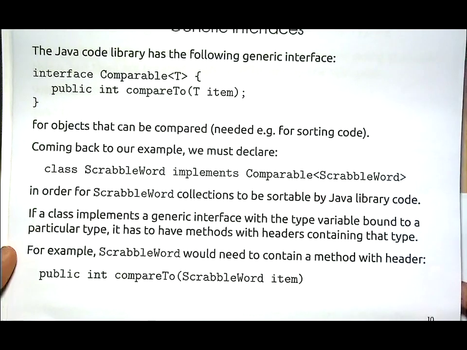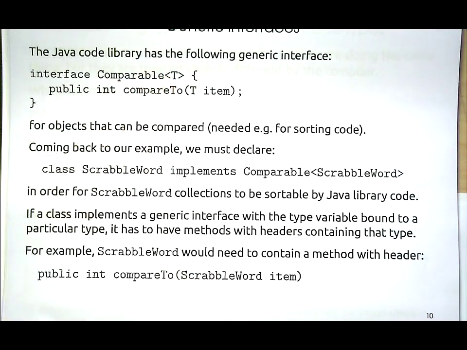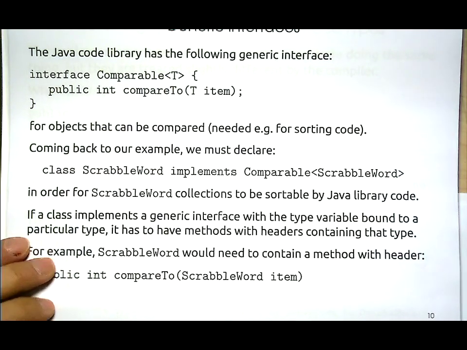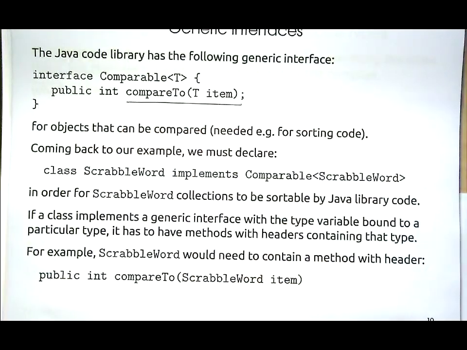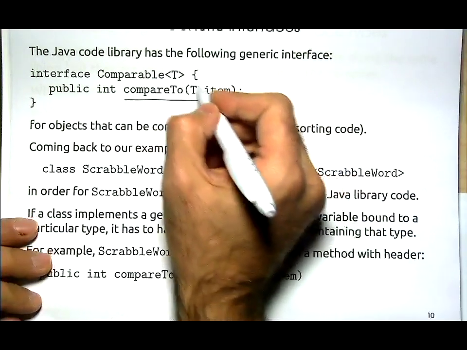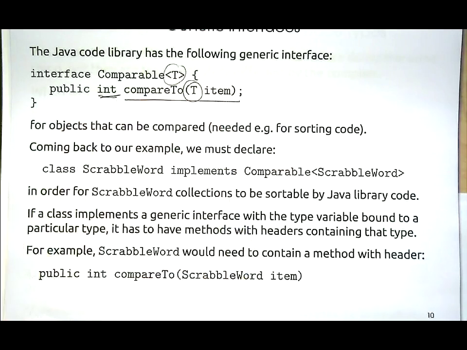And now, in the same way that we had generic classes, we can also have generic interfaces. A particularly useful generic interface is the one called Comparable<T>. This is for classes where you have a way to compare its objects. In particular, the interface Comparable says that you must have a compareTo method that takes another item of the same class T, and returns an integer. And the integer is the result of the comparison.